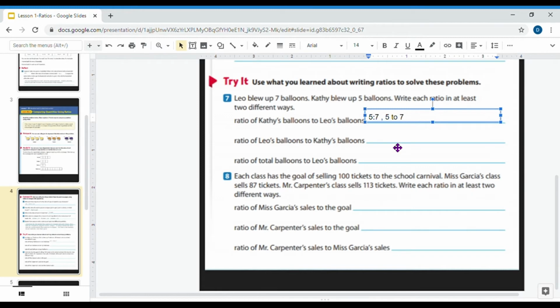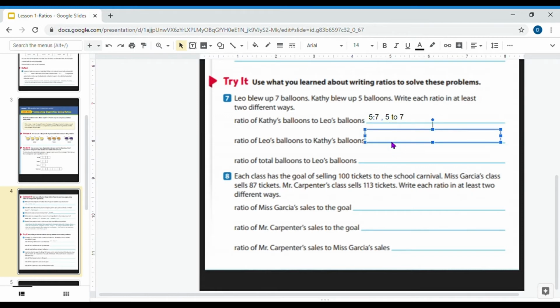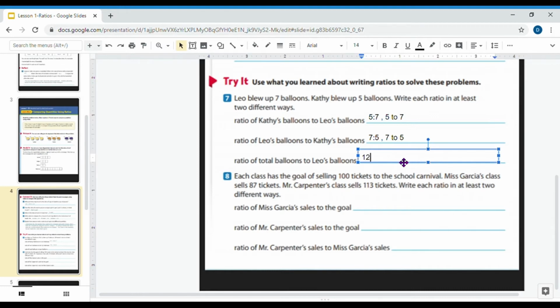The ratio of Leo's balloons to Kathy's balloons. So 7 comes first because Leo's name came first. 7 to 5 using a colon, and then 7 to 5 using the word to. And the ratio of total balloons to Leo's balloons. The total amount of balloons is 5 plus 7, which is 12. So I'm going to do 12. I'm going to compare that using a colon. And Leo had 7 balloons. So 12 to 7. And I'm writing that 2 ways.